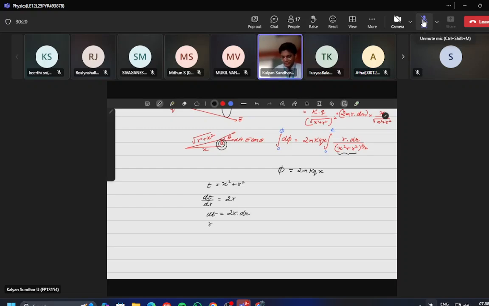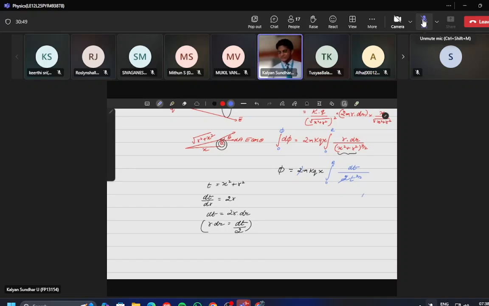So r into dr will be dt by 2. Got it? Now this given equation can be written as integral from 0 to r, with the whole term below written as t to the power 3 by 2, into r dr. r into dr is what? dt by 2. Now integration will become simpler, right? The 2 we can take outside. Will this 2 cancel?